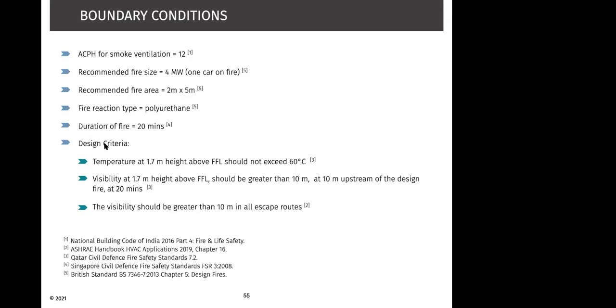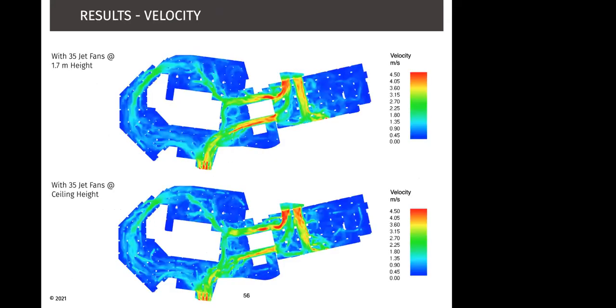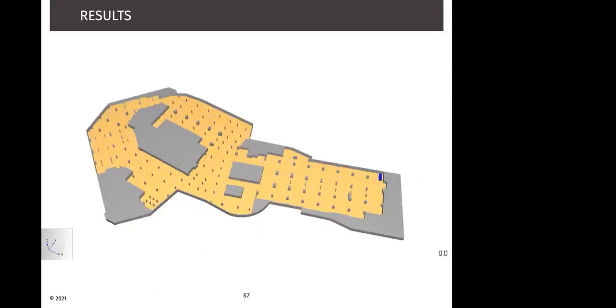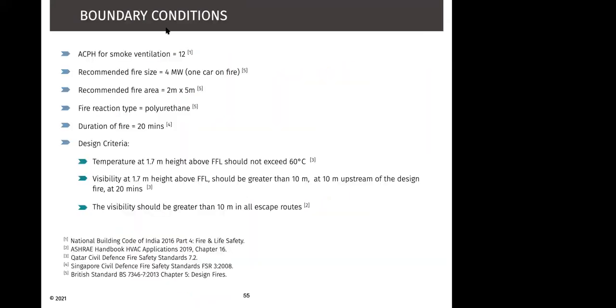And the design criteria, again: the temperature should not exceed 60 degrees. The visibility should be greater than 10 meters at 10 meters upstream of the design fire at 20 minutes. And the visibility should be greater than 10 meters in all escape routes. Most of these boundary conditions are from either NBC, ASHRAE, Qatar Civil Defense, Singapore Civil Defense, and from British standards for fire design.